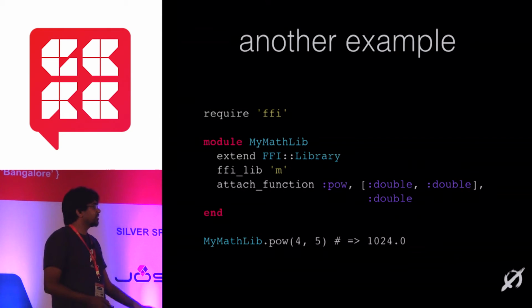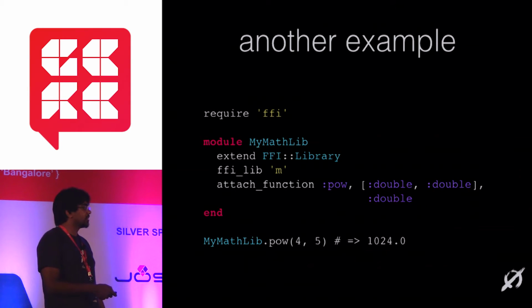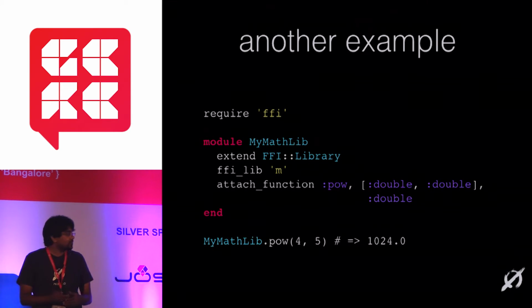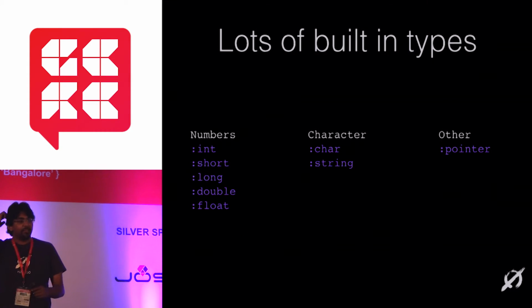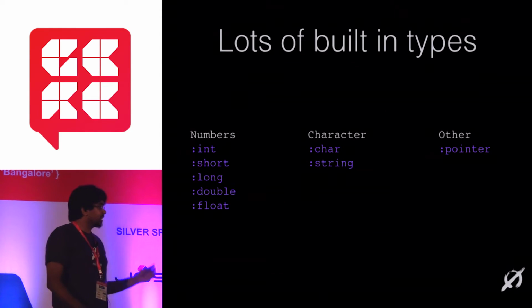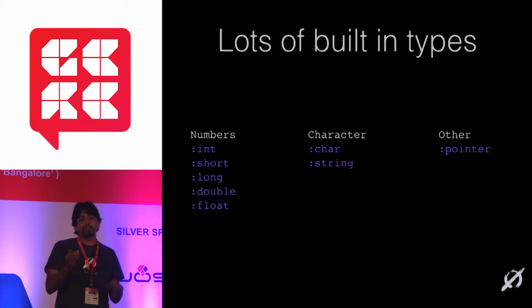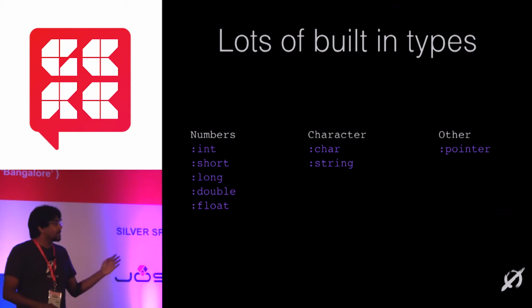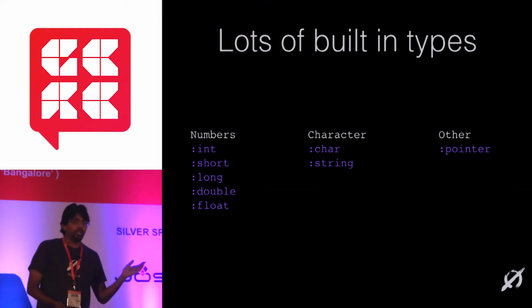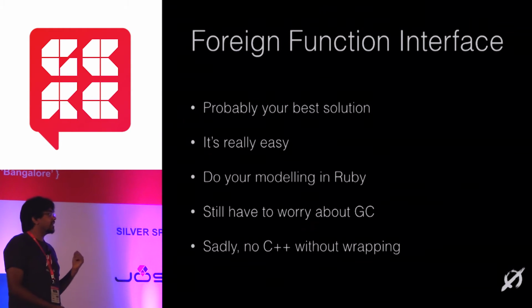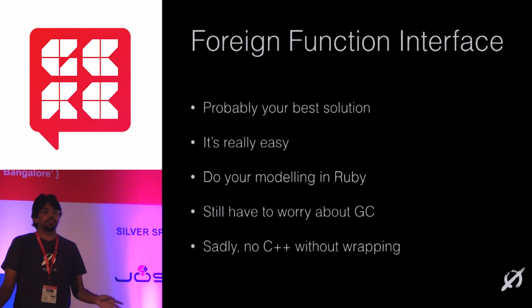And let's just quickly look at another example. This one, I'm attaching pow, which takes 2 doubles and returns a double. And you can see it in action over there. It works. And here I'm attaching to libm, which is the math library. So actually, FFI supports a lot of built-in types. It supports integers, characters, and for everything else, every single pointer type that you would use in C, it supports, well, a pointer.